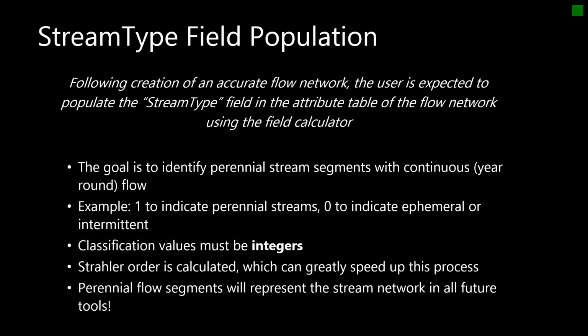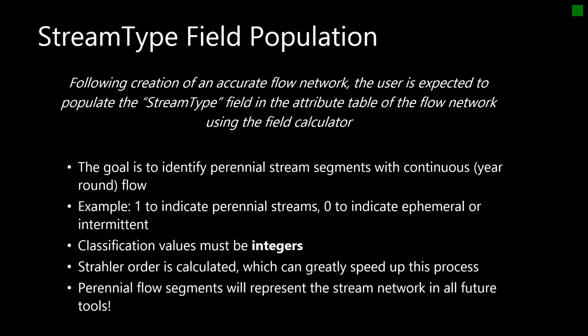So our goal is to properly identify perennial stream networks. And perennial streams mean streams that have continuous flow all year round. It's important to do this because management for perennial streams compared to ephemeral or intermittent streams or ditches is a different process. So what we'll be doing in this step is going to the stream type field of either flow network we choose, either area threshold or Pucher-Douglas, and then assigning a value. For example, you could use 1 to indicate perennial streams and then keep the zeros to indicate your ephemeral or intermittent streams. It's important to note that the classification value must be an integer.